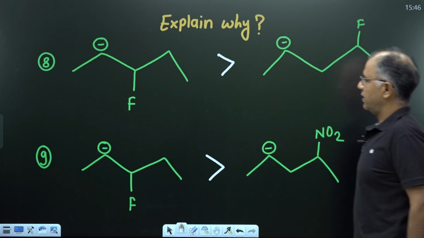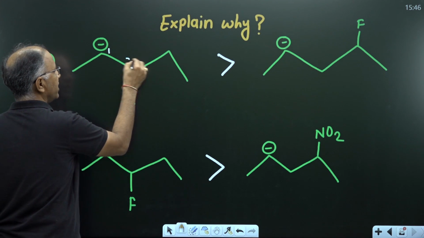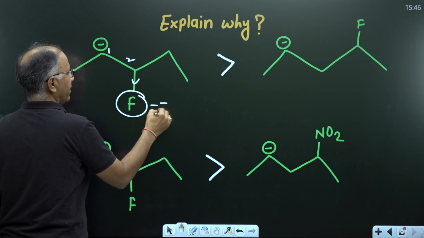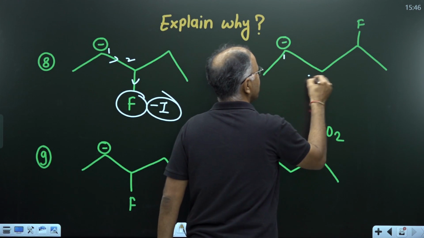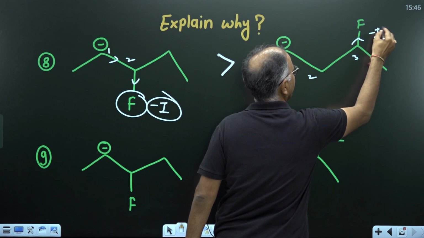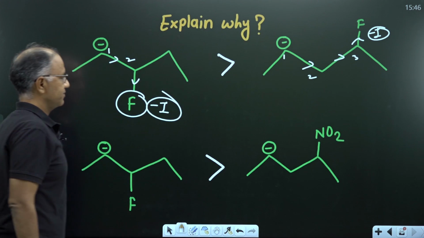Now in this example, which is more stable? The first is more stable because inductive effect is distance dependent. Minus I and the negative charge must be nearer to each other. In this case, minus I is on the third atom, meaning distance is more important.